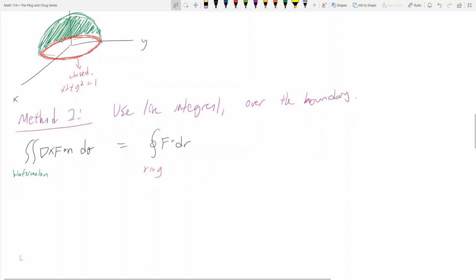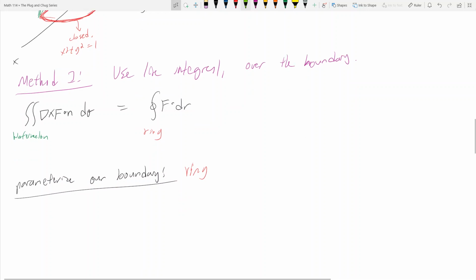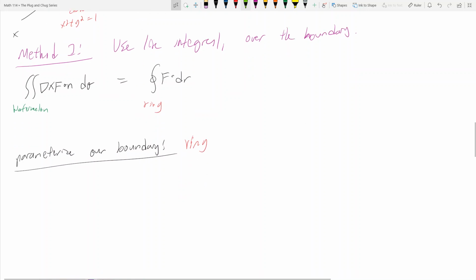And now what I want to do then is parameterize our boundary, which is again the ring or the lip of the watermelon. That doesn't matter. And parametrizing the boundary, what is r of t?